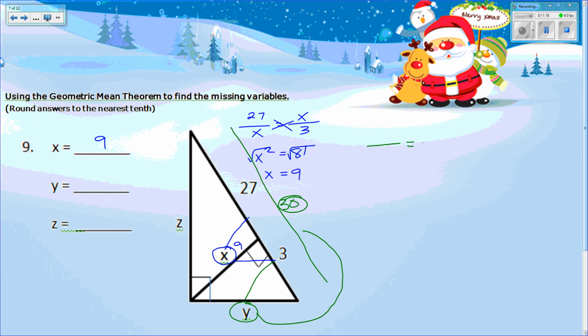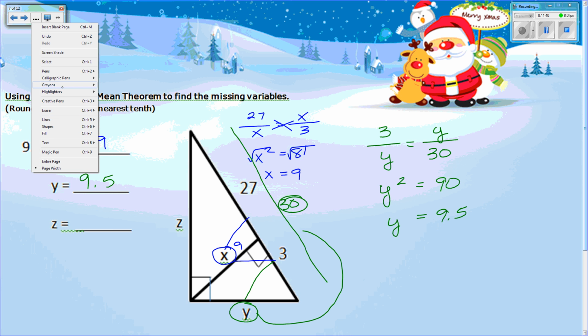So when I set up my proportion, this time y is my geometric mean, and it pairs with the 3 and the 30. So cross multiply, y squared equals 90. Take the square root of both sides. So the square root of 90 is 9.5. So y is 9.5.